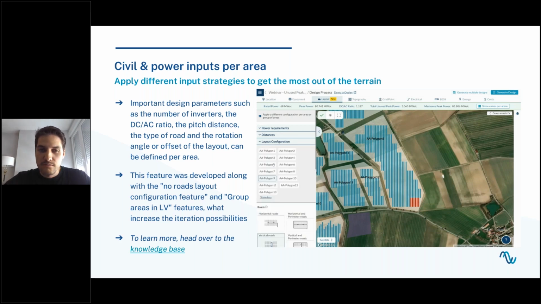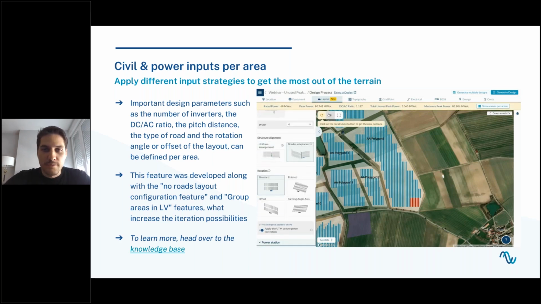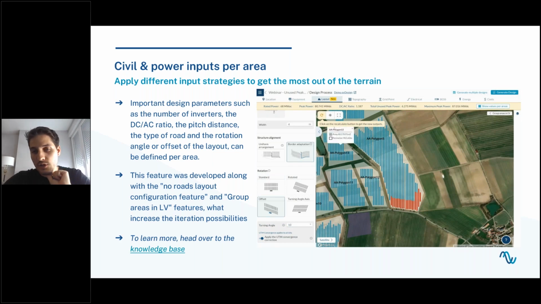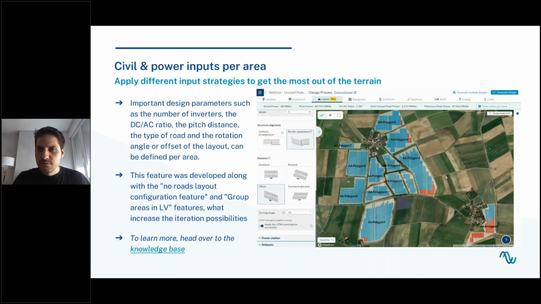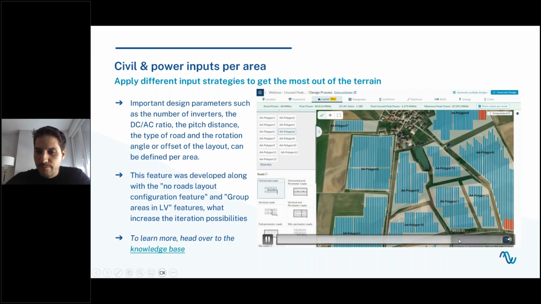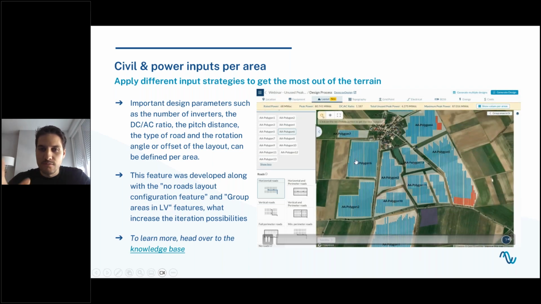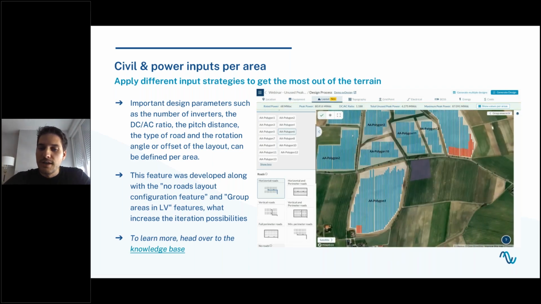Other inputs that I can play with, maybe the roads, if I would like to, or the adaptation to the border, or the rotation. I can define an offset of several degrees to this area, and not apply the offset to the other areas. So once I play with my inputs per available areas, I just need to generate the design. Also, you can play with the rows. Here I have vertical rows, but then I have horizontal rows.